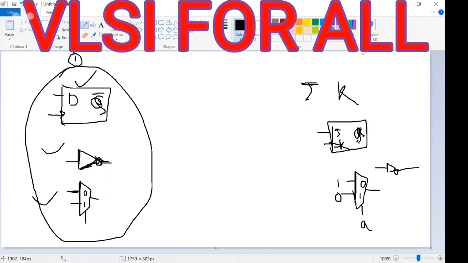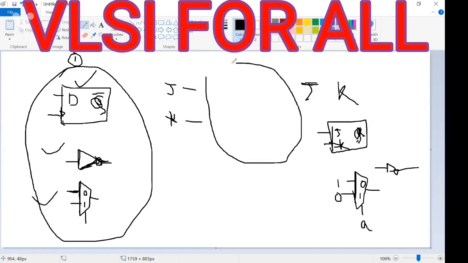We have to make a JK flip flop using a single D flip flop, a single inverter, and a single 2:1 multiplexer. So the question is, you have J and K as input. Sir, can I tell? Yes, you can tell. So you have to do something using these three elements, so that you get the output as Q.